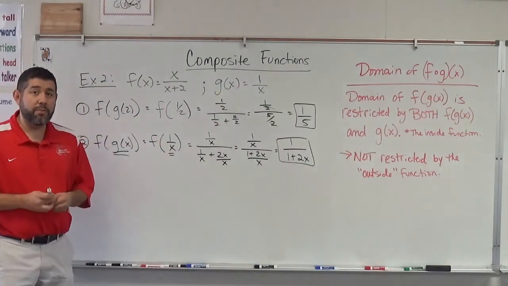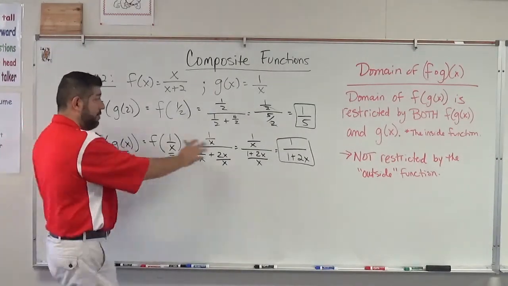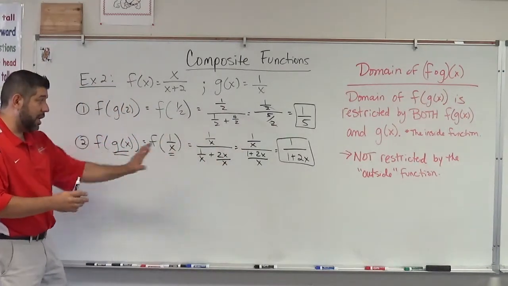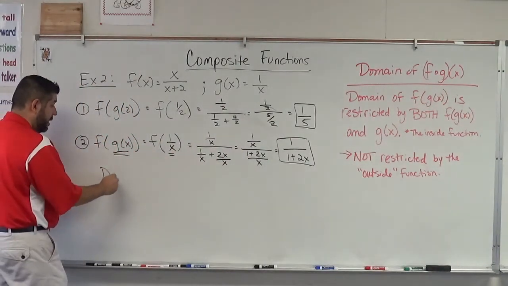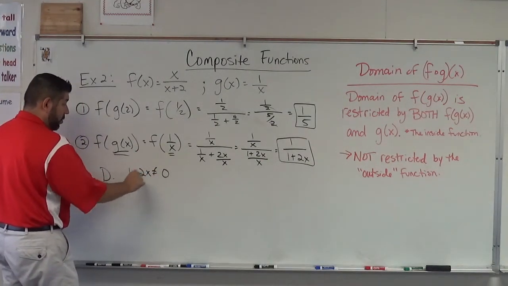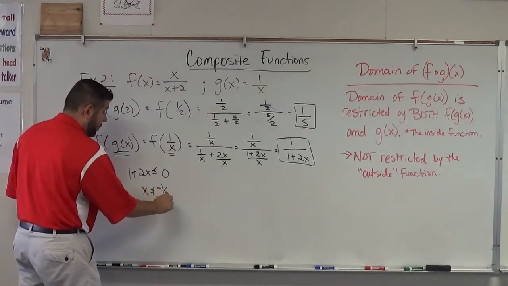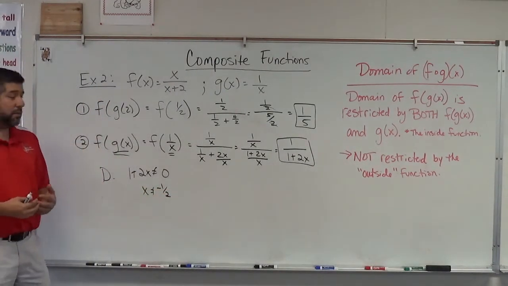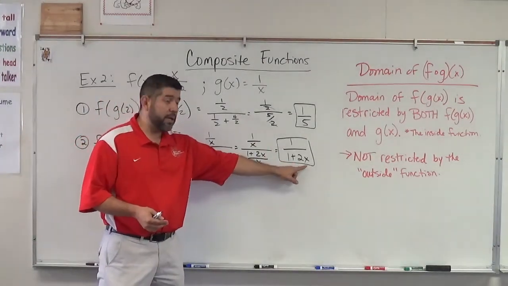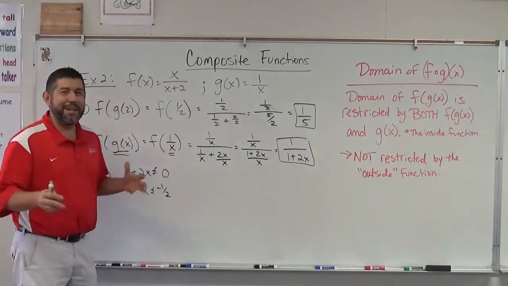Now we need to check the domain. We're going to take the domain of f of g of x, what we have here. And remember, the denominator cannot equal 0. So we know that 1 plus 2x cannot be 0. We solve that for x, and we say x cannot be negative 1/2. We cannot have x equal negative 1/2, because if we did, the bottom right here would be 0, and we can't have the denominator be 0.